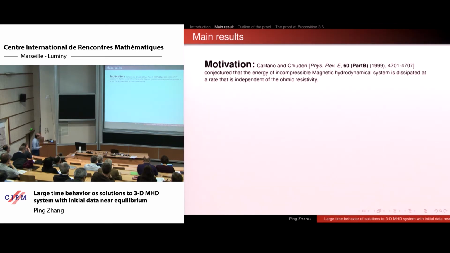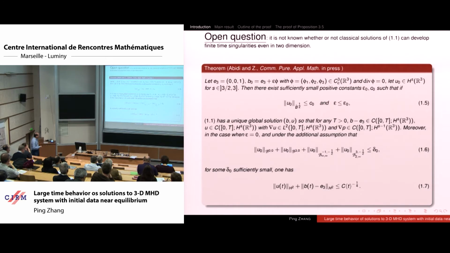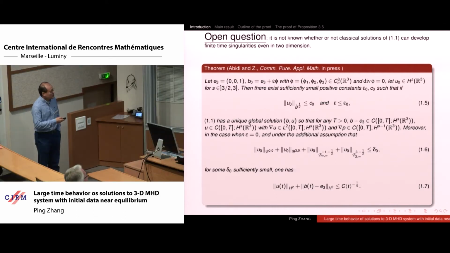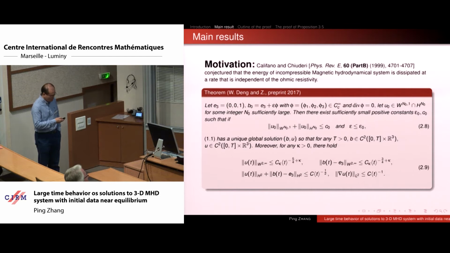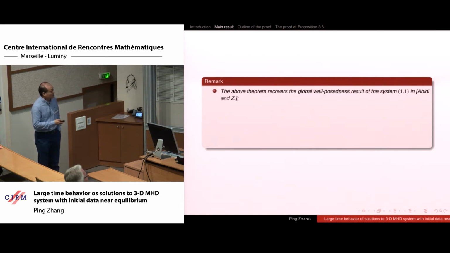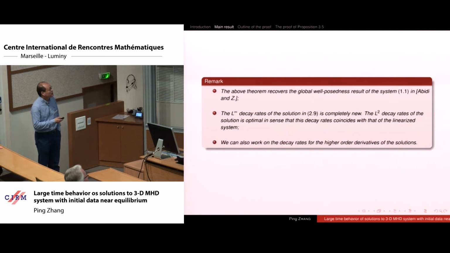I might have forgotten to mention that the decay rate here already corresponds to the limiting case of the decay rate by Zhang and the others in the papers on general functional analysis. So it's easy to observe that our new decay rate is much faster than the rate obtained before. And in fact, this decay rate could be optimal in the sense that it coincides with the rate of the linearized system, which I'm going to present later on. We can also work on the decay rates of high-order derivatives of solutions of this system.